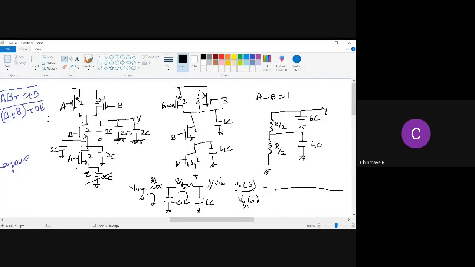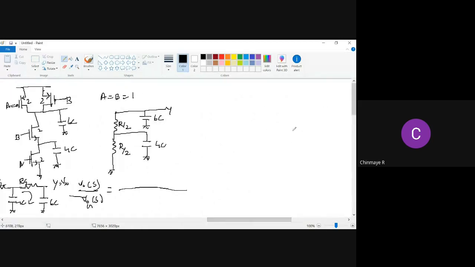So basically what I'm trying to tell you is for a 2-input NAND gate, if I have to calculate RC delay, then I get two such networks. You'll have to apply KVL to both the loops, solve, and then get V out of S by V in of S. Then again take the inverse Laplace of this in order to get the time delay. So for 2 itself, it is difficult. But if you have a 3-input NAND gate, N-input NAND gate, it is more difficult, right? So therefore, we go for another type of model for delay calculation, which is called Elmore delay.